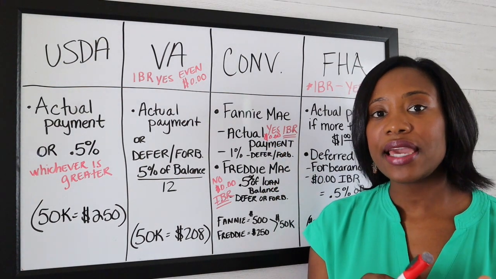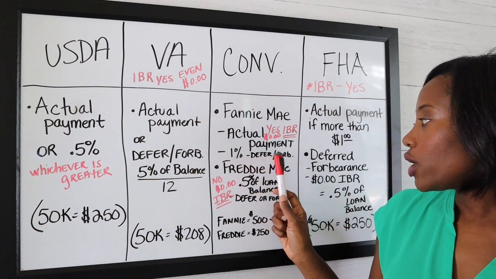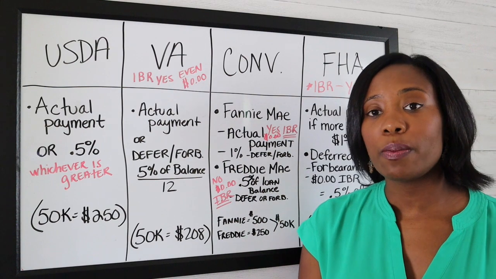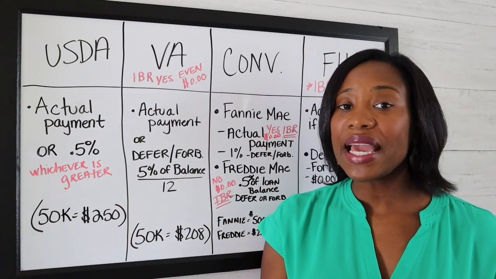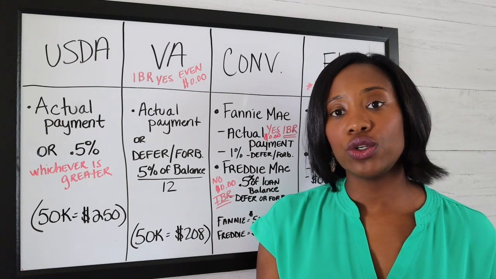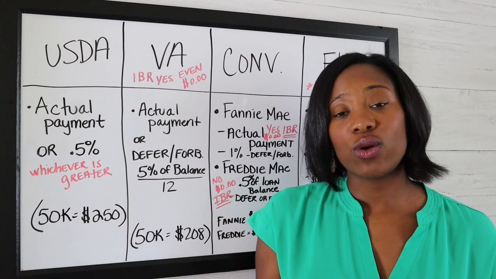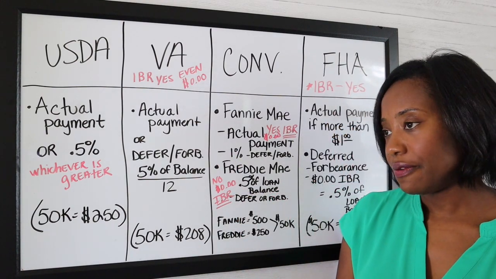All right, so Fannie Mae will use your actual payment, even if your actual payment under the income-based repayment calculates to $0. Or if you're on deferment or forbearance, they're going to use 1%. So sometimes for some borrowers, it may make sense to get out of deferment or forbearance and get onto an income-based plan or a standard repayment plan if it's going to be less than this 1%.